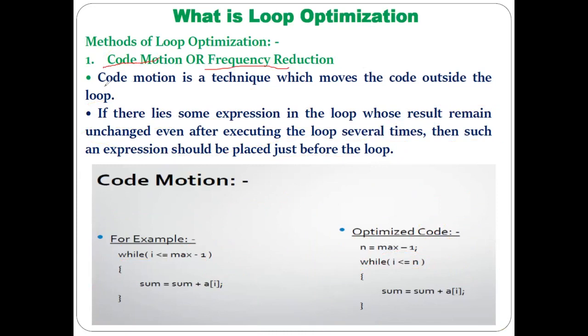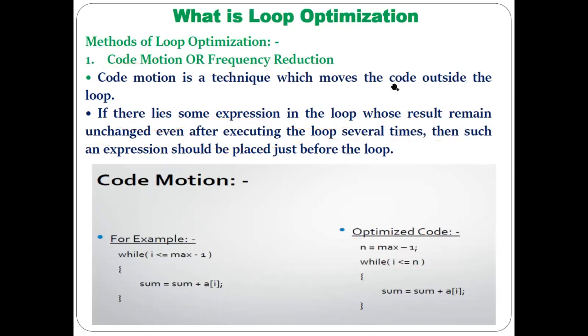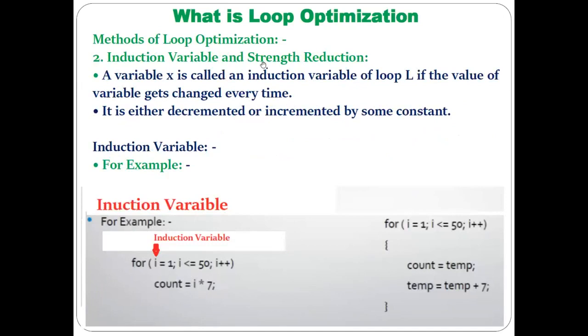Code motion is a technique which moves code outside the loop. If there lies some expression in the loop whose result remains unchanged, like max minus 1, even after executing several times, then such an expression should be placed just before the loop like this. I hope all of you understood the first technique of loop optimization, that is code motion or frequency reduction. Okay. Now let's see the next technique, that is induction variable and strength reduction.